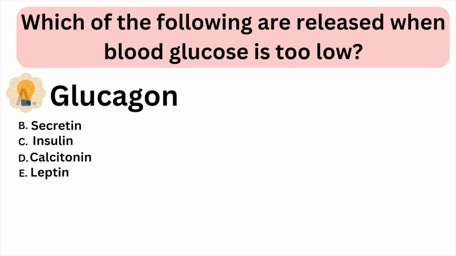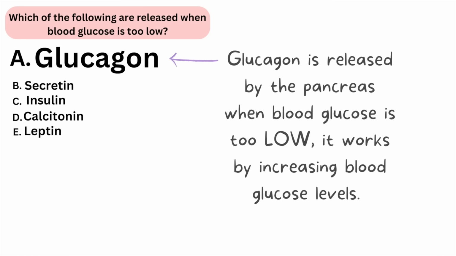Our answer here is glucagon. Glucagon is released by the pancreas when blood glucose levels are too low. It increases blood glucose levels by stimulating the liver to convert stored glucose, or glycogen, into a more usable form and releases it into the bloodstream. Glucagon also prevents the liver from taking in and storing more glucose, so the glucose remains in your blood longer.